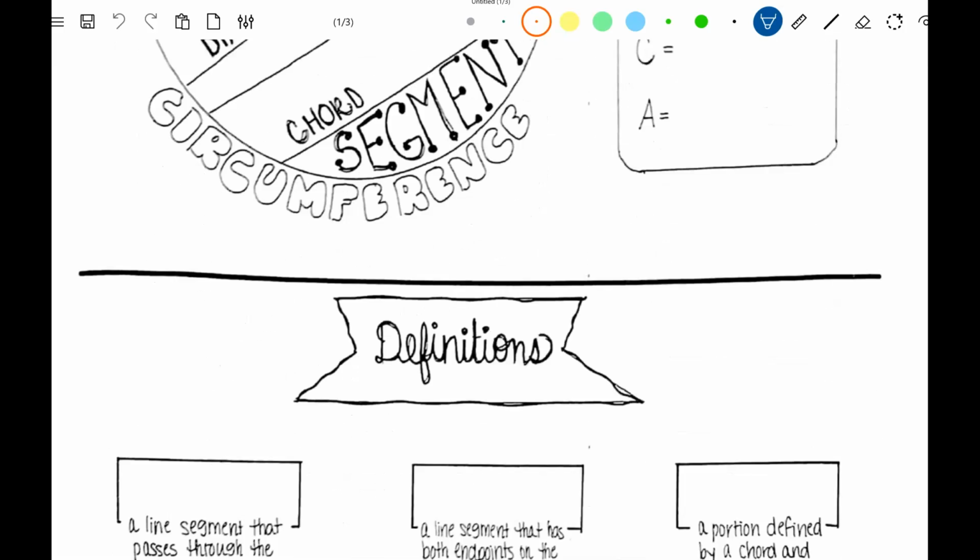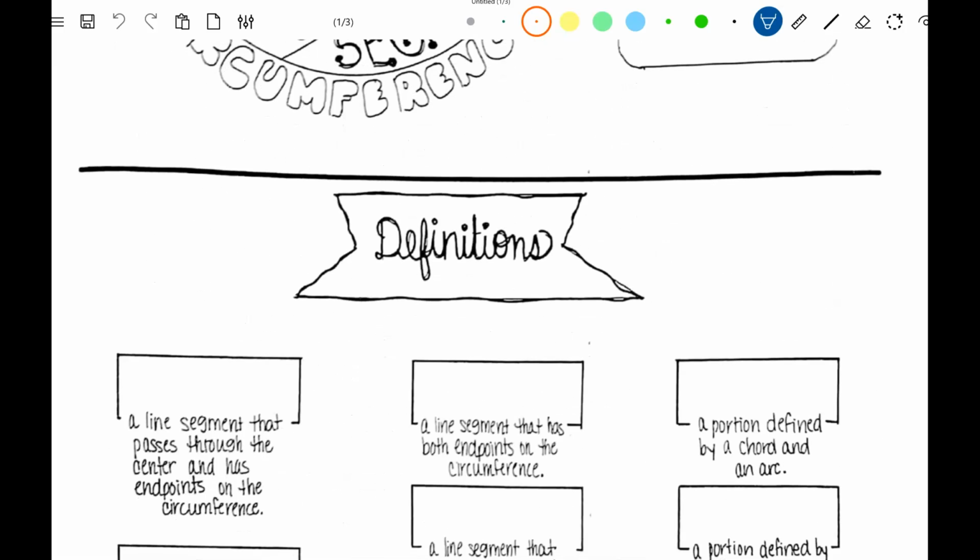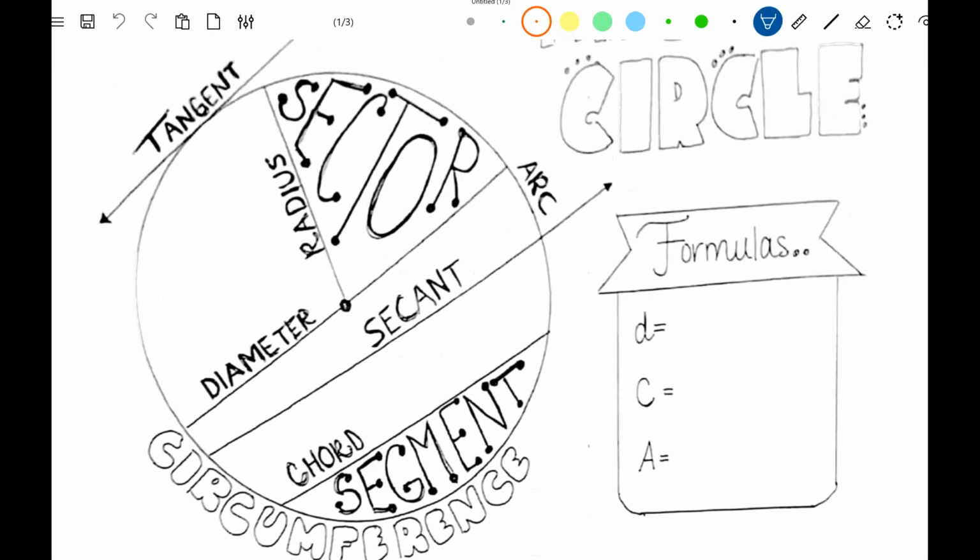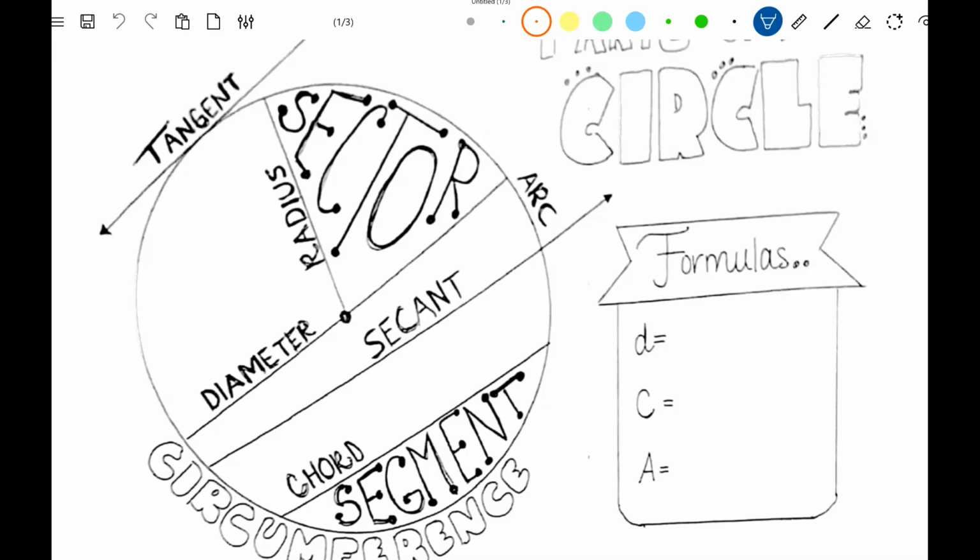All right, definitions. It says a line segment that passes through the center and has endpoints on the circumference. Anytime it says on the circumference, that means it's on the circle. So we're talking about a line segment that goes through the center. Here's the center, and the endpoints are on the circle. So what we're talking about in that case is the diameter.